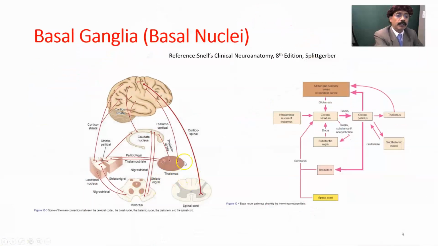The cerebral cortex is connected to the subcortical gray matter like this, the caudate nucleus and the lentiform nucleus. These are the basal ganglia.